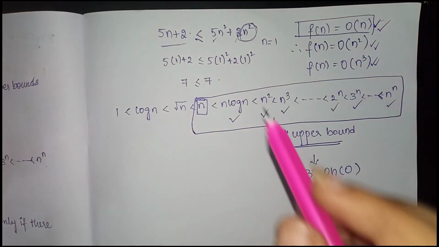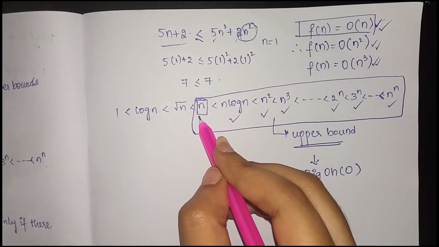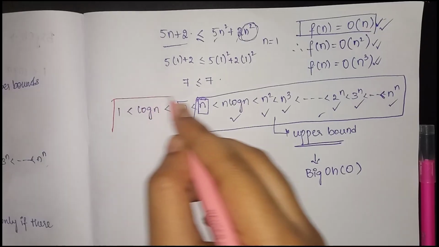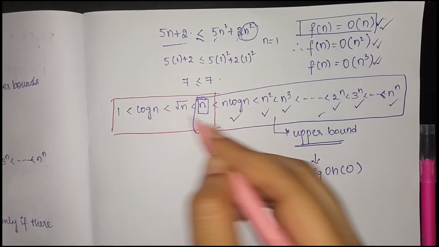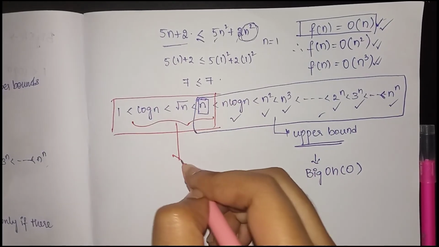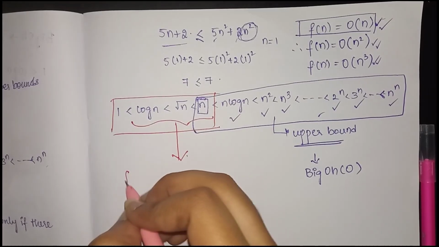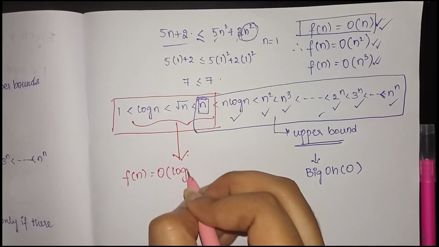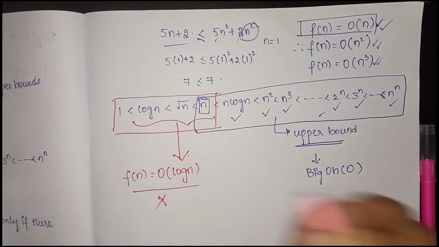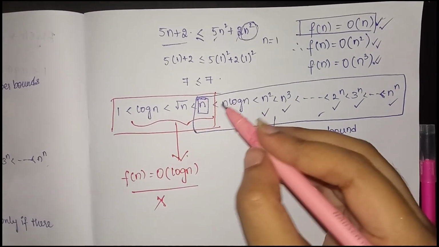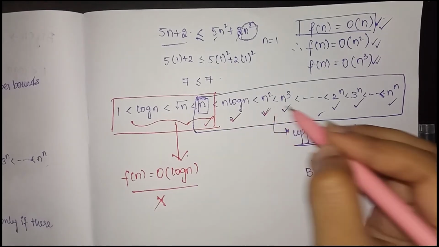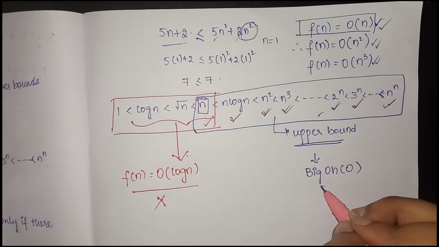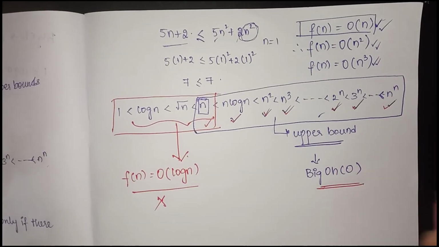And now suppose I don't take these values but take this part, the values lower than n. If I try to write f of n is equal to order of log n, then this is not acceptable. This will be wrong. Whereas you can take n log n, n square, n cube, and so on, 2 power n, 3 power n and n power n for your big O notation.